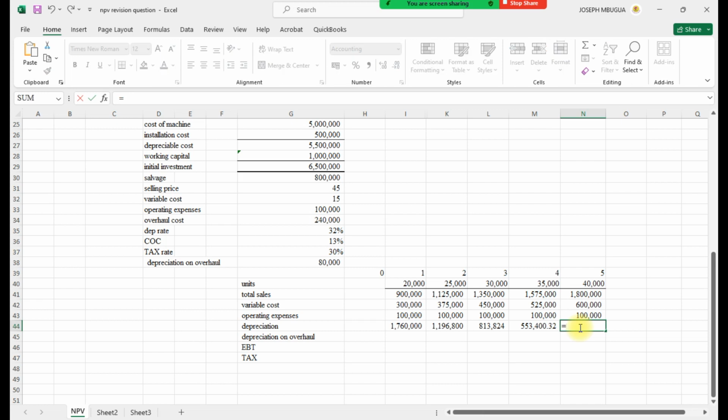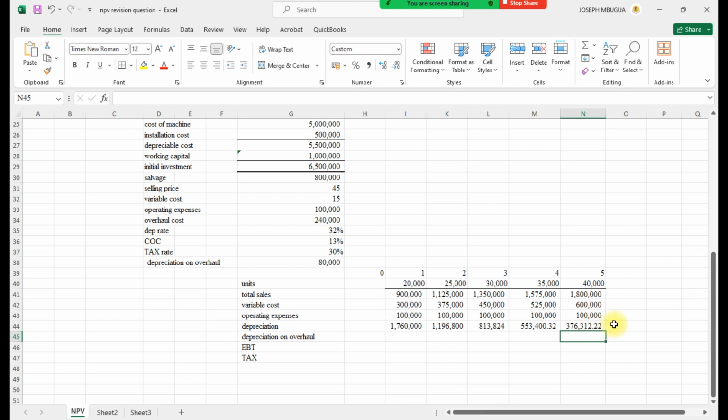And for the last year, I'll take my depreciable cost minus all these accumulated, because remember reducing, we use the net book value, and you multiply by the rate of depreciation. So those will be our depreciation for 5 years. So only to illustrate.